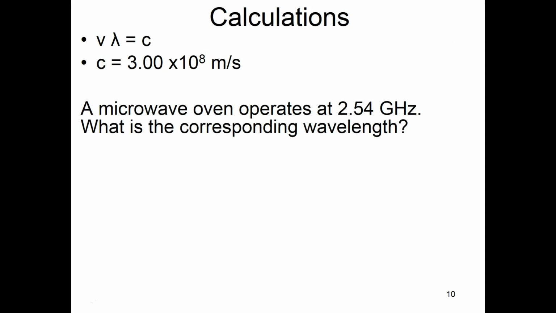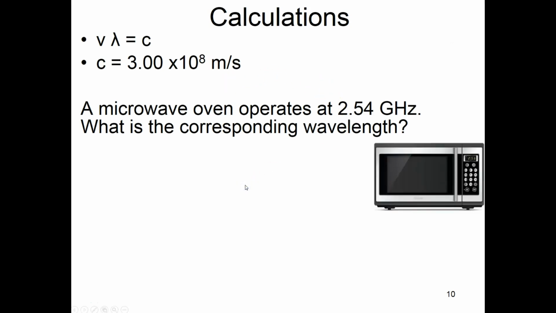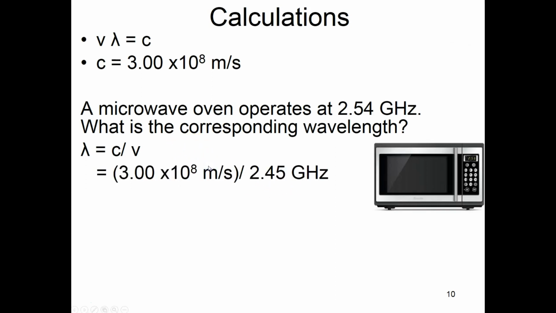Let's talk about a microwave oven operating at, say, 2.45 gigahertz. What is the corresponding wavelength? And so this is like the microwave oven at your house. So if we rearrange that equation up at the top, do a little bit of algebra, lambda will equal c divided by nu. So 3.00 times 10 to the 8th meters per second divided by 2.45 gigahertz.